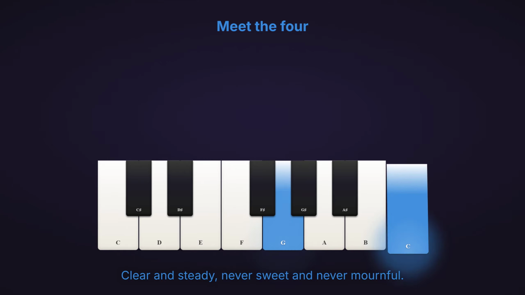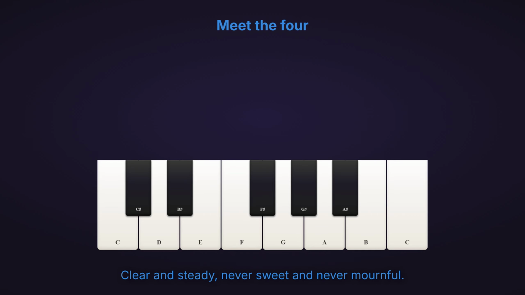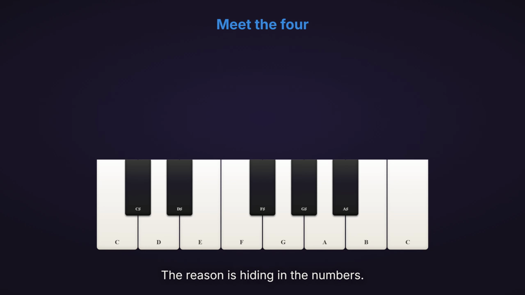Listen to them again as a set, unison, fourth, fifth, octave, and notice they all share a certain quality. None of them sounds sweet, none of them sounds mournful. They sound clear and steady, like an open doorway rather than a face with an expression. The reason for that family resemblance is hiding in the numbers.